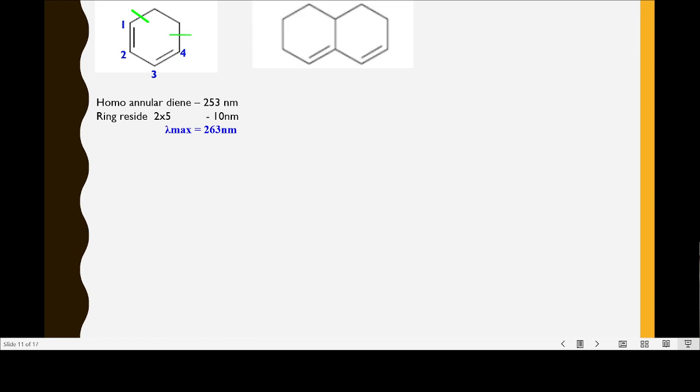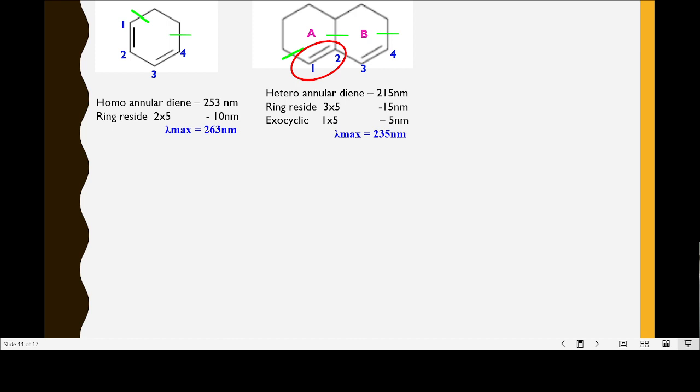Coming to the second example, the 1,3-butadiene is present in two different rings. So it is considered a heteroannular diene and the base value will be 215 nanometer. So 1, 2, 3 and 4. What are the ring residues? 1, 2 and 3. So we have to see whether any exocyclic double bond is there. For ring A, there is no exocyclic double bond, but for ring B, one exocyclic double bond is there. So for that, we have to add 1 into 5 is equal to 5 nanometer. So the total lambda max will be 235 nanometer.